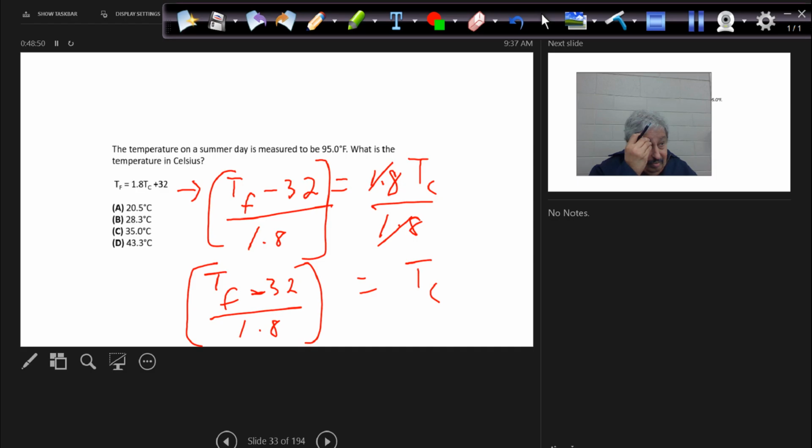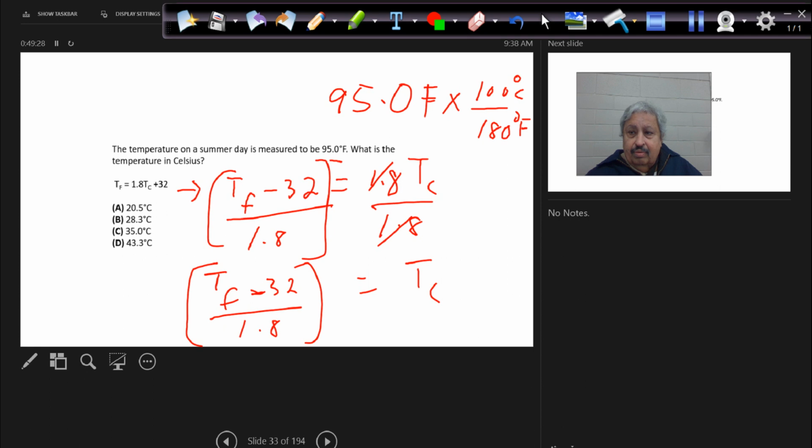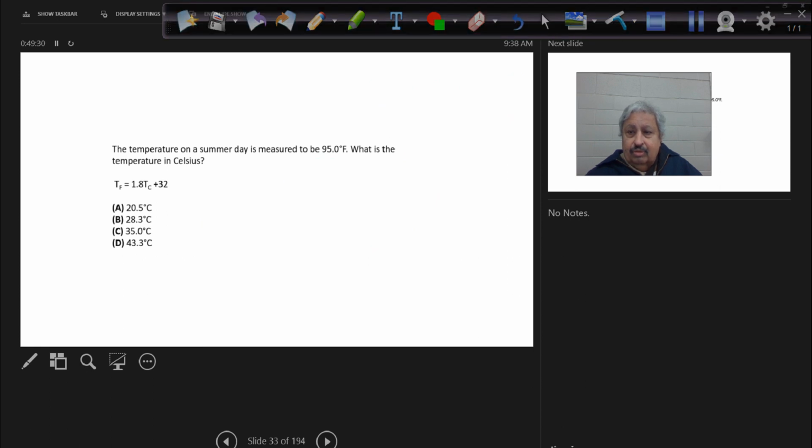Everybody's following here? So what I want to do, I take this TF, the Fahrenheit, and subtract the 32, and then add to it 95 here. This is what I want. Check with me if you can get the same thing I have. 95 Fahrenheit multiplied by 180 Fahrenheit plus 100 centigrade Celsius. Okay, so this is, hold on.